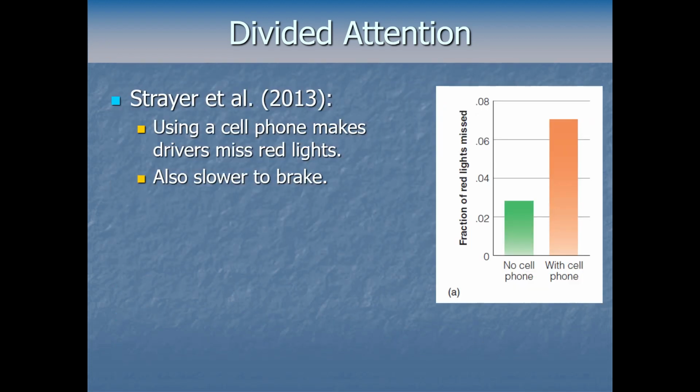Now, I want to take a few minutes to talk about a real-world application of this stuff that has some life or death consequences, and that's divided attention as it applies to driving. So a lot of groundbreaking work in this area was done by a researcher named Strayer. Like in a landmark 2013 article, he showed that using a cell phone to talk to someone makes drivers miss red lights more often, and also makes us slower to brake for red lights, again, when we're on the cell phone talking to someone and driving.